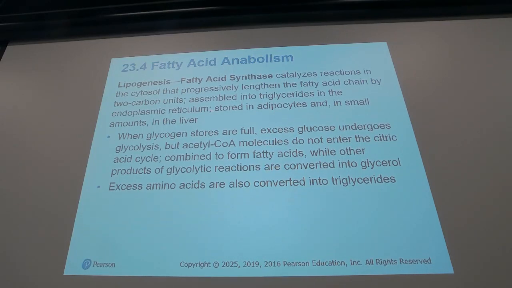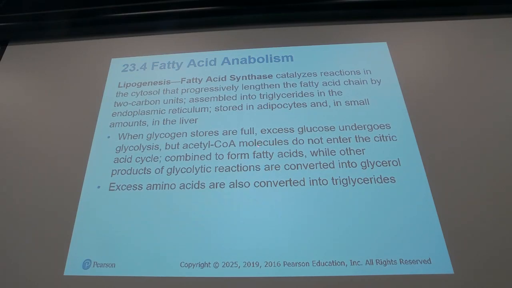Now, this lipogenesis starts when you have glycogen storage full. Like when your liver has a lot of glycogen, and then your muscle cells are full of glycogen, what is the next step? To form triglycerides through fatty acids and glycerol, and then you put it in the adipose tissue.